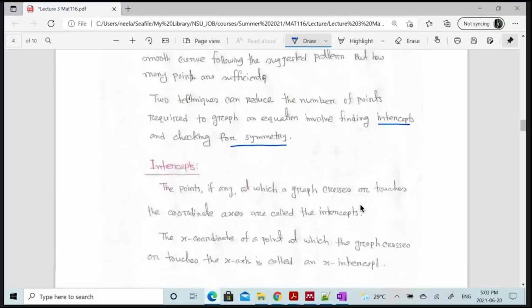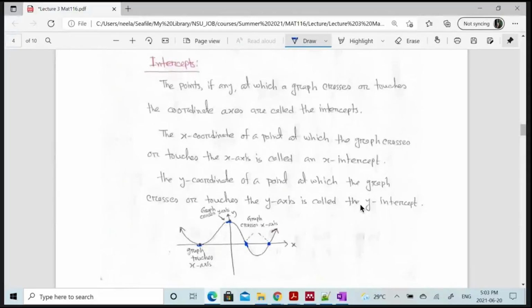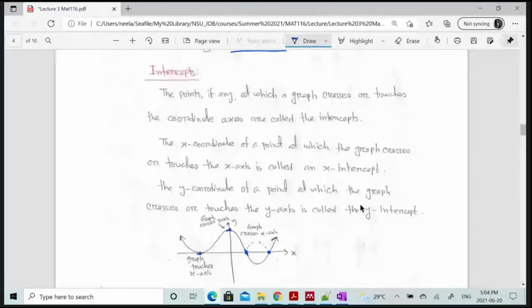So are you ready, guys? Yes, ma'am. All right. This is very simple, trust me, very very simple. I mean, hearing the name it sounds scary, but actually it's nothing, very simple. So intercepts. The first one, intercepts. Whenever we talk about intercepts, it's going to be either x-intercepts.